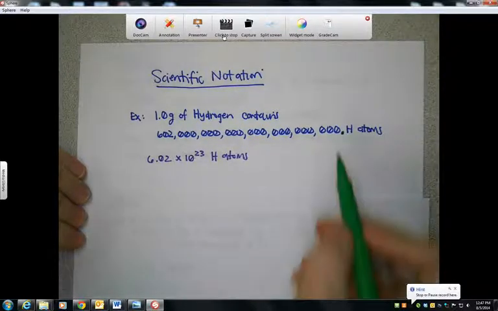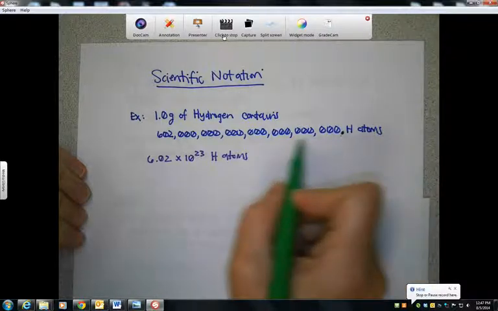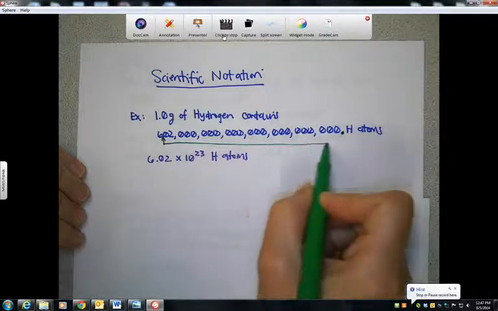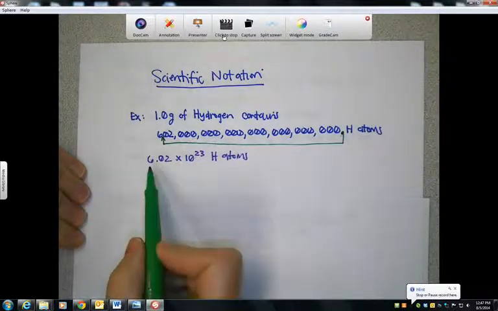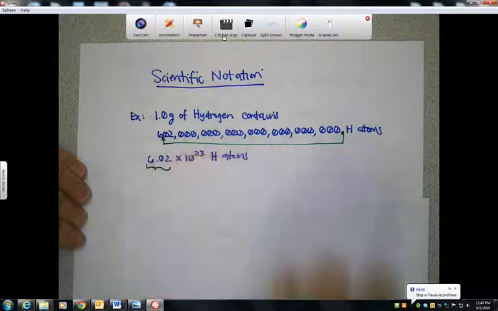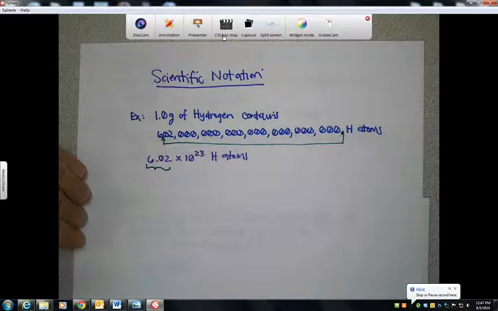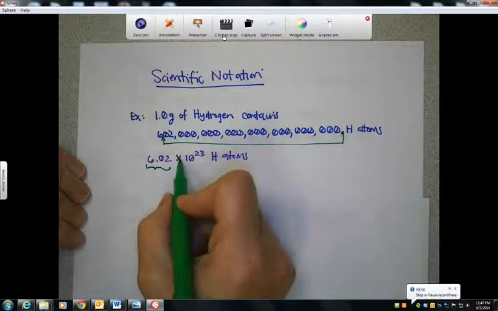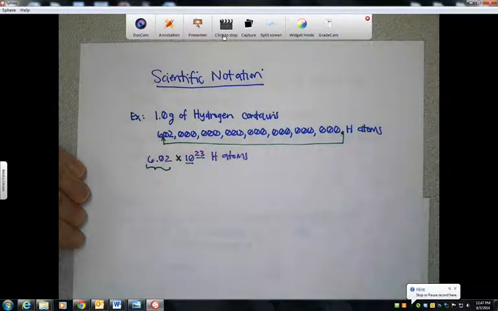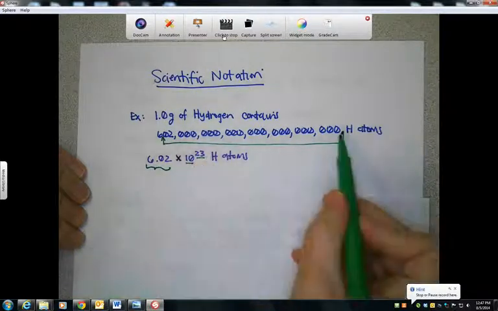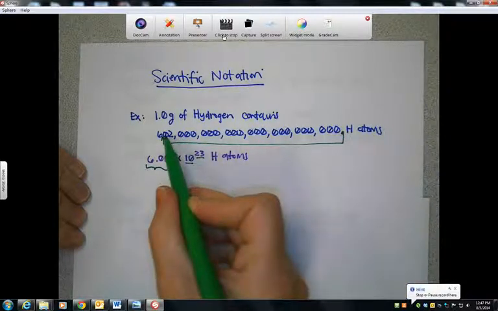Then I moved that decimal all the way to here, behind the first non-zero digit, to get 6.02. And then I dropped all the rest of the zeros off, because isn't that the point of scientific notation, to get rid of all those zeros you don't want to write? Then I multiply that number by 10 raised to an exponent. How do I figure out what that exponent is? I just count how many spaces I moved the decimal.